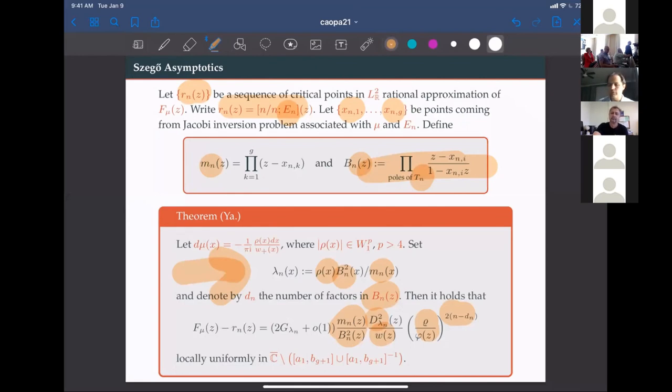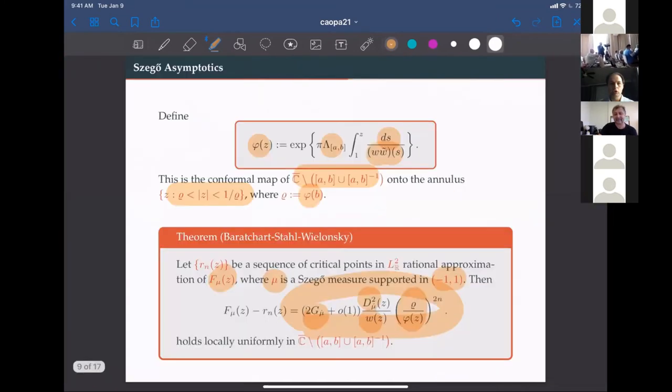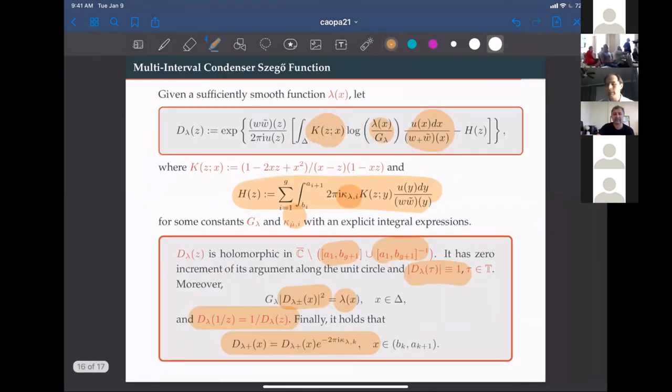The asymptotic formula here not only depends on the measure but it also depends on the knowledge of the poles of the approximant R_n. So in your formula, here, right, you need to know the density of the measure, and that's it. You're going to get your asymptotic part. That's all you need to know. You construct the condenser Szegő function, you take the ratio, you're done. I need to know the poles to solve the Jacobi inversion problem to compute M_n.